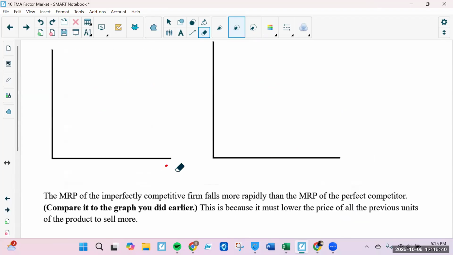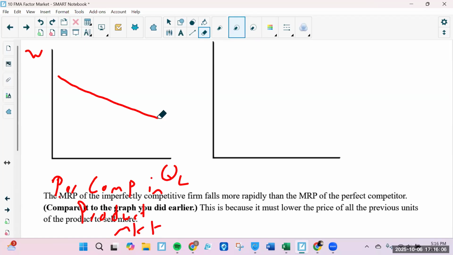If we were going to compare a perfect competitor's demand for labor in the factor market. So we've got a perfect competitor in the product market, meaning the price doesn't change in the product market. Its demand curve is going to be more elastic. And this is the demand, which is the same thing as the MRP.